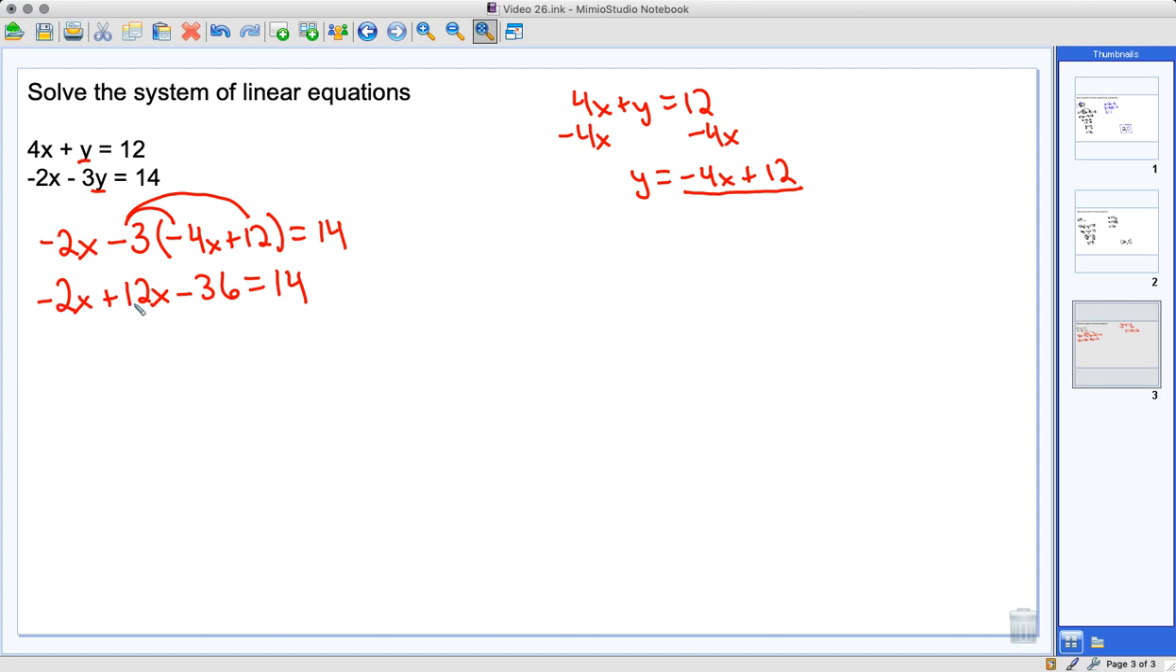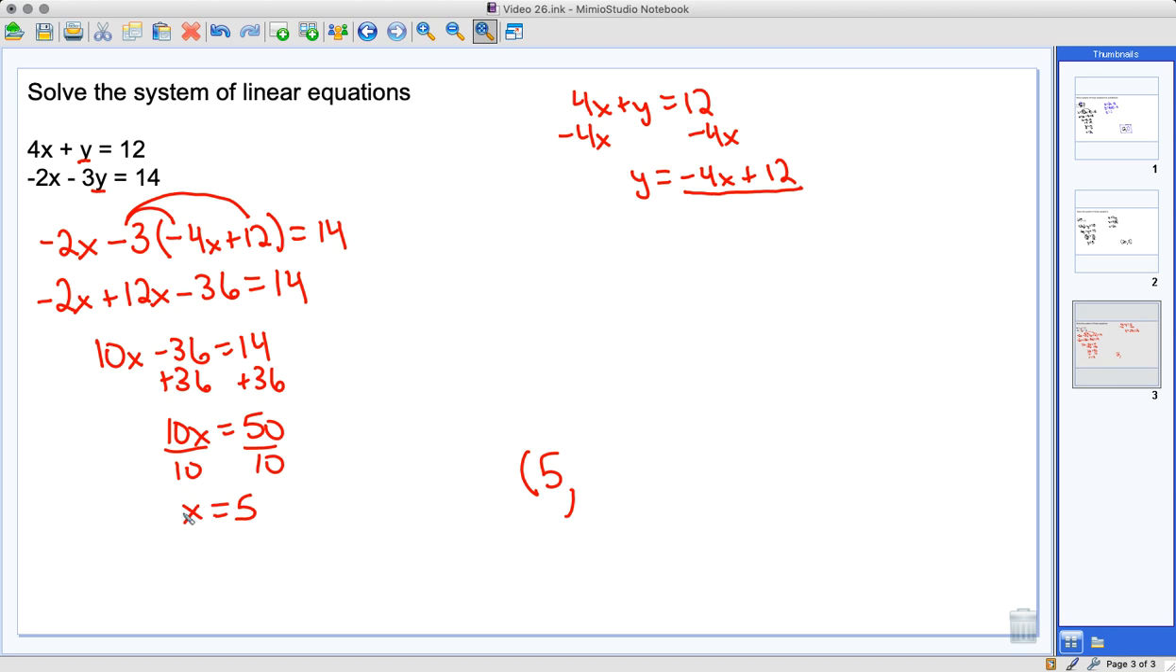So negative 2x plus 12x is 10x. Then we add the 36 over. Get 10x equals 50. Divide by 10. x is 5.